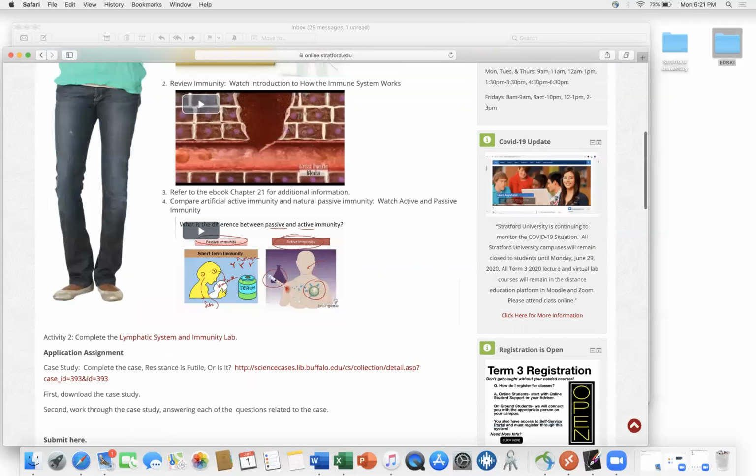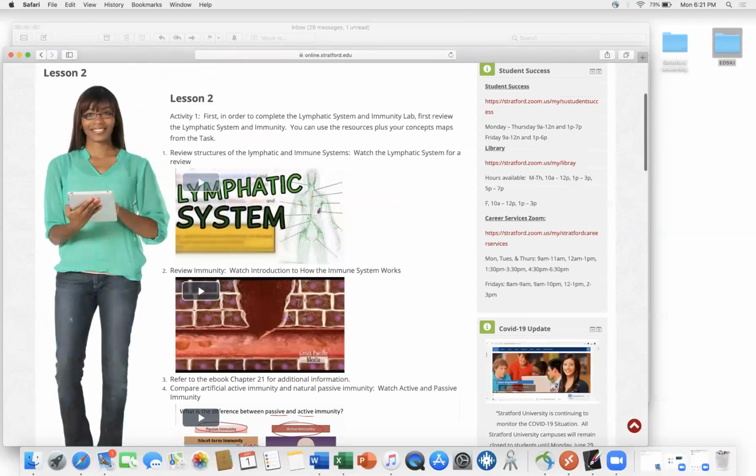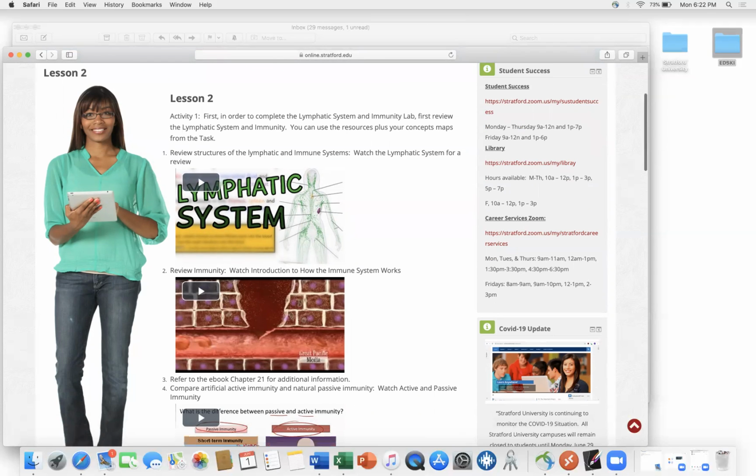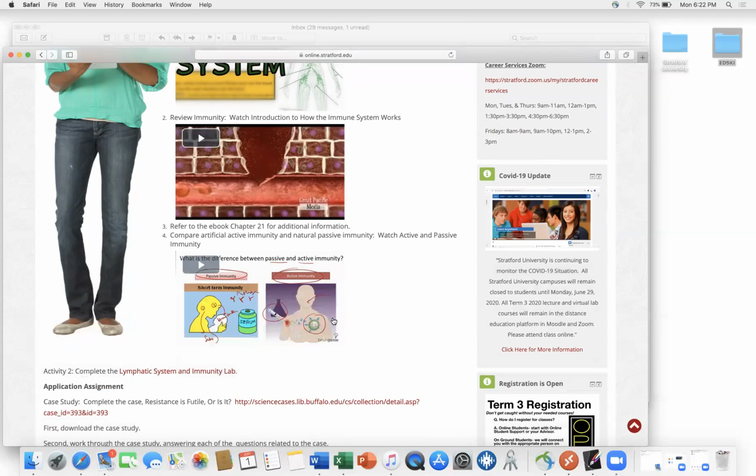So, of course, the other thing that I went through, there's another video, lymphatic system, immunity, and how the immune system works. That's a nice one. This one, definitely know the difference between passive and active immunity. But if you look at this picture right here, passive means you just get it. So what can you get? You just get it either from mommy.